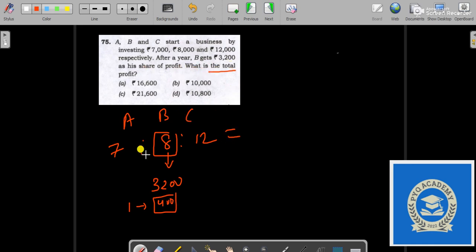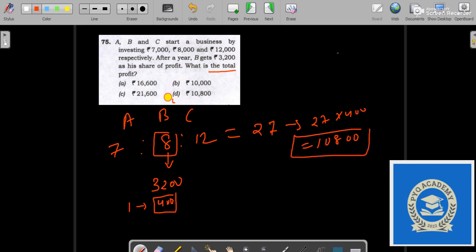The question is asking for the total profit. The ratio of total profit will be 7 plus 8 plus 12, that is 27. So 27 will denote 27 into 400, which comes to 10,800. So the total profit was 10,800. So the answer is option D.